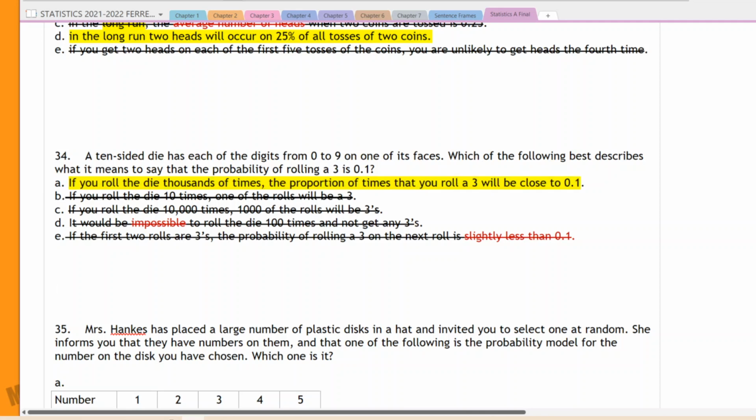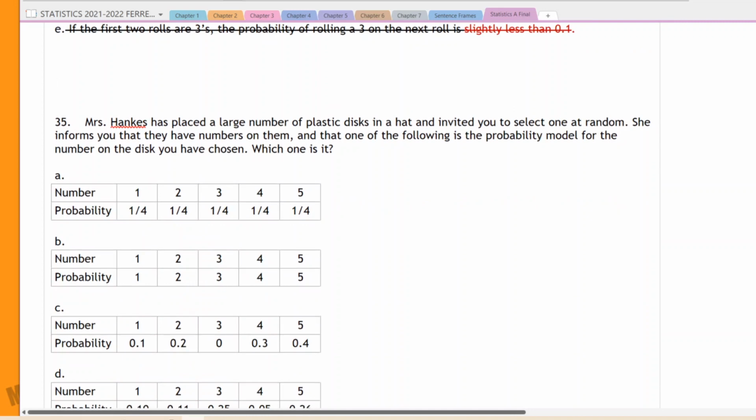And that moves us to number 35. Mr. Hanks has placed a large number of plastic discs in a hat and invited you to select one at random. She informs you that they have numbers on them, and one of the following is a probability model for the number of the disc you have chosen. Which one is a correct probability model?